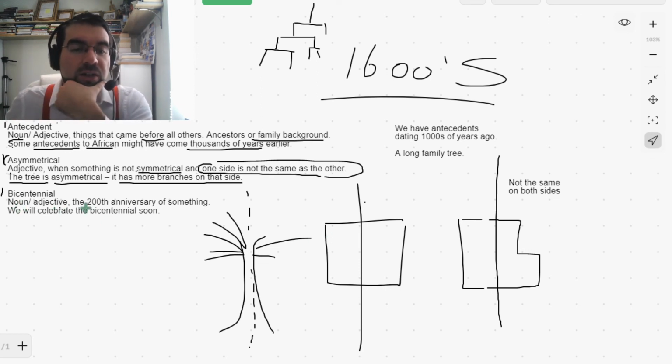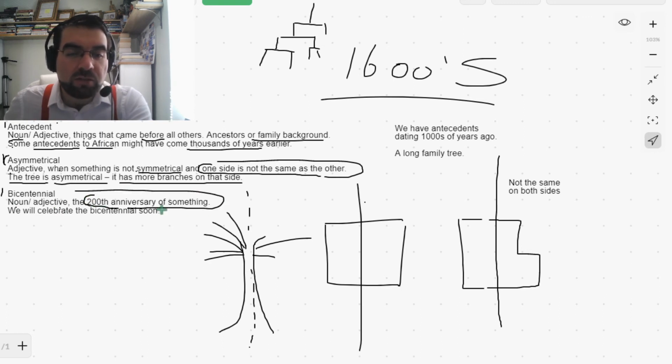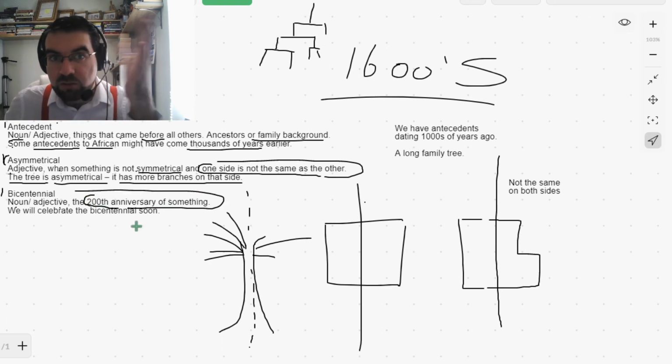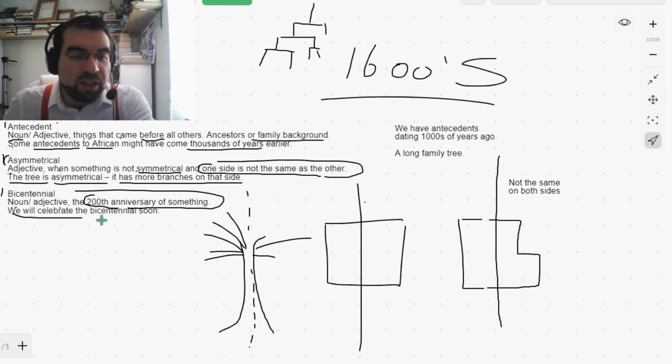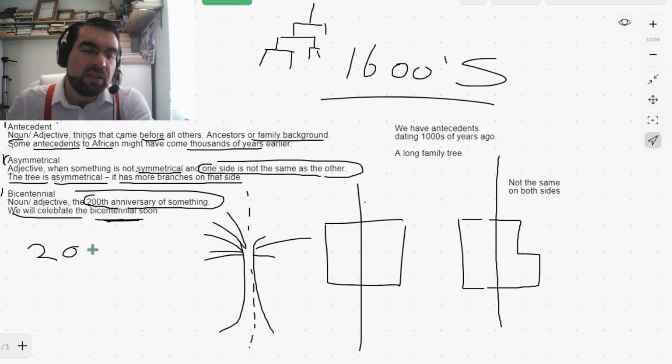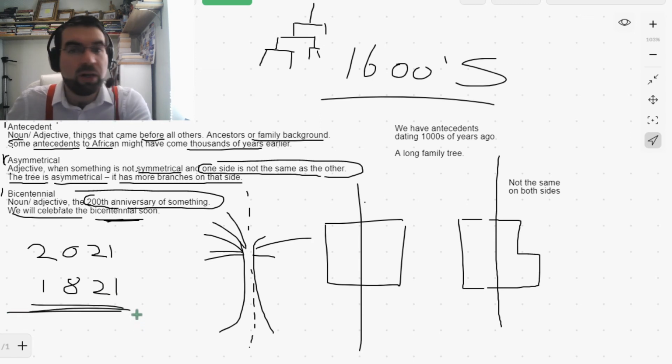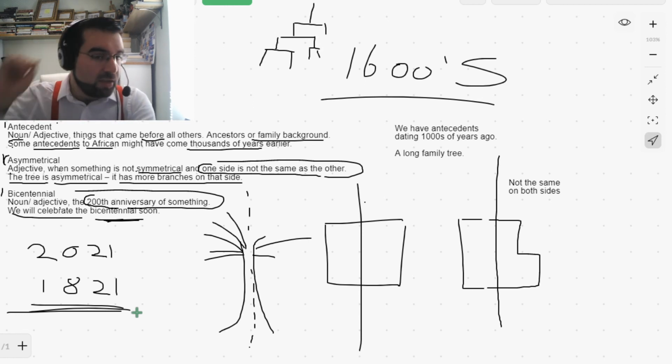Bicentennial, noun or adjective, the 200th anniversary of something. So something is 200 years old. We will celebrate the bicentennial soon. So today is 2021. So you're talking 1821. 200 years ago. What happened 200 years ago? All sorts of stuff. Yes.